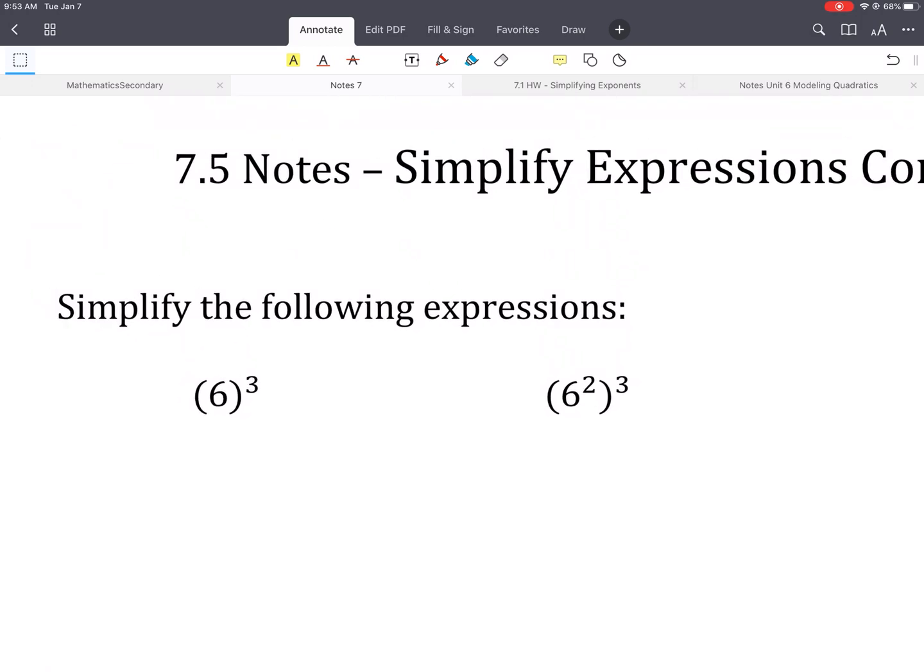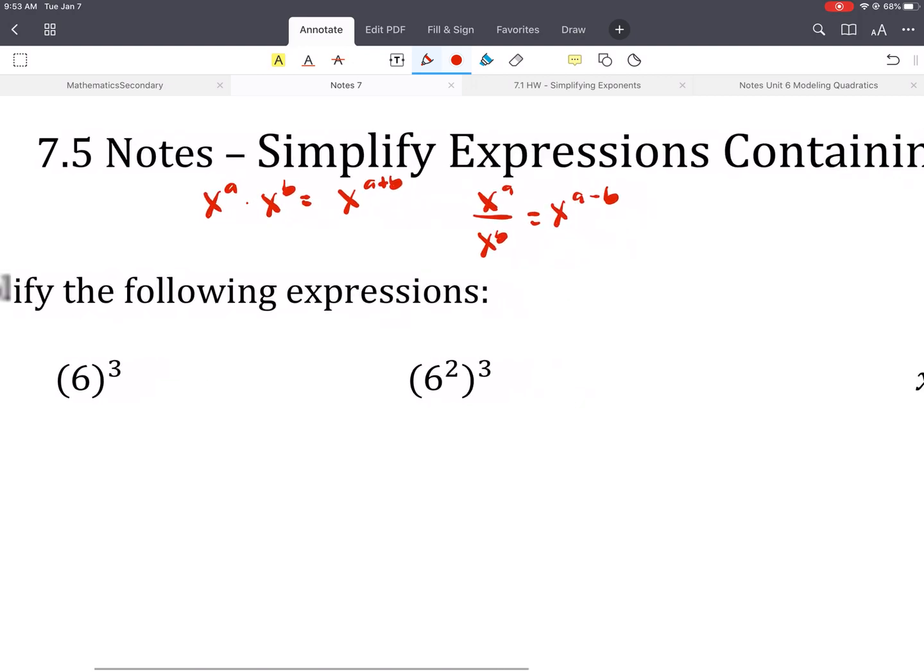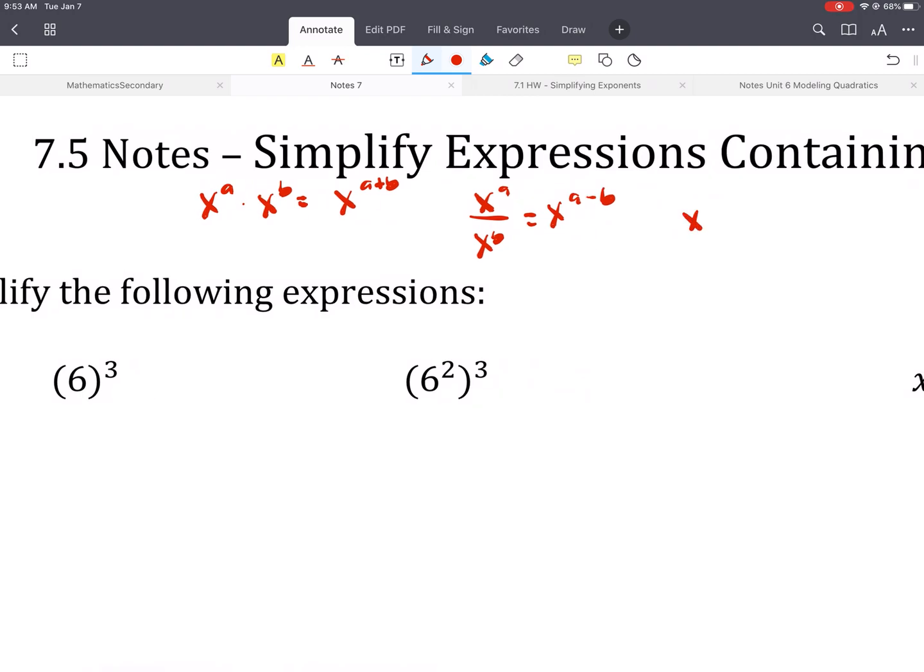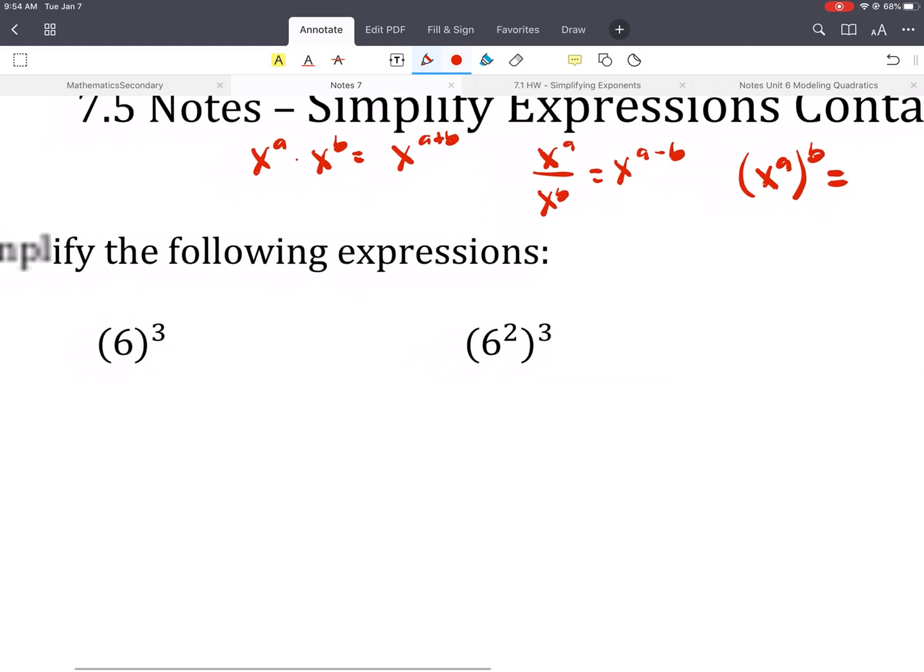If we had something like x to the a times x to the b, what we did is we added those exponents. If we had something like x to the a divided by x to the b, well, that's x to the a minus b, so we subtract. Now we're going to see what happens when we have something like x to the a to the b. Okay, so that's the goal for today. All right, so let's explore.